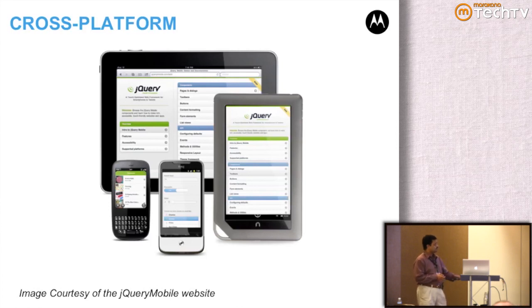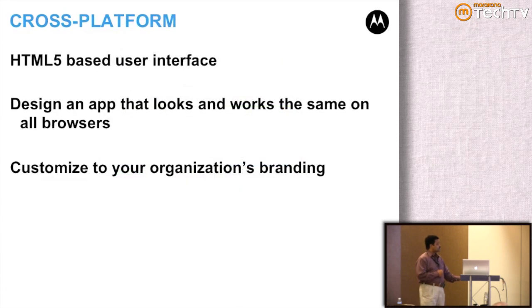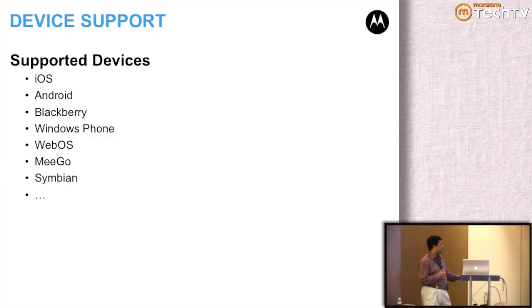So, as I said, jQueryMobile runs on tablets, smartphones, even Nook. So, essentially what I was saying before, it is HTML5 based, works and looks the same on different platforms. You can customize for your company's branding. So, it supports a whole slew of devices.